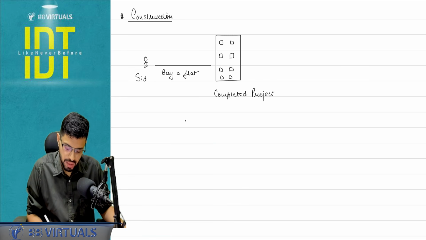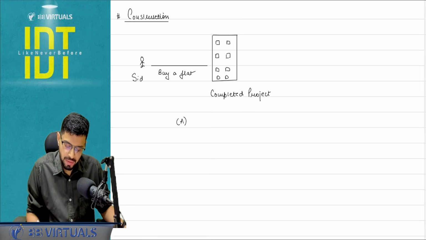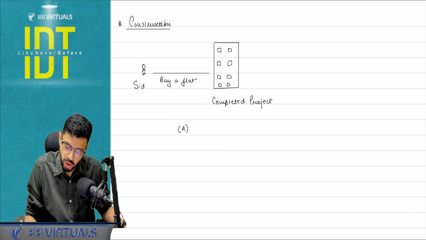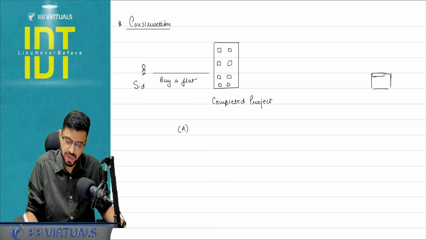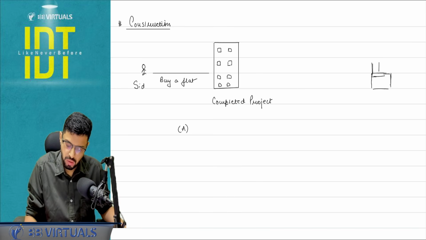This is case number A. On the other hand, there is an under construction project going on in Pune. So let's show it as two floors are constructed. Further, they have inserted those rods. Okay, there is a crane which is operating.